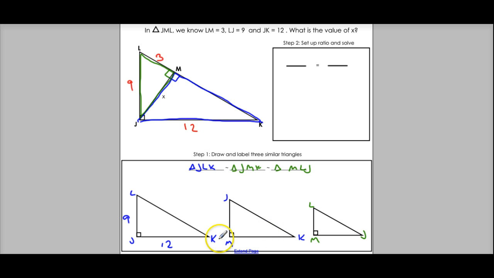JMK, so we know JM is X, all right? We don't know what that is, but we will put an X there, okay? We know MK, well, actually we don't, so we can't put anything there. And then finally, JK is 12. Okay, and then finally we have our third guy right here, our little pipsqueak. We know LM is equal to 3. We know MJ is equal to X. And then we know LJ is equal to 9.